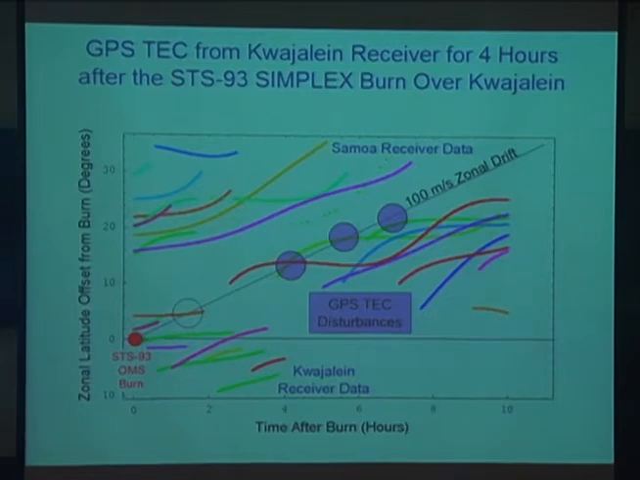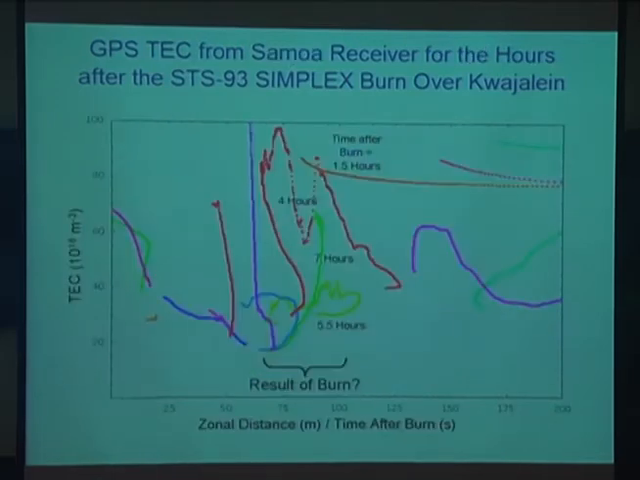Not conclusive, but it is consistent with the fact that our burn here may have produced the irregularities in the ionosphere that were seen as the plasma convected at about 100 meters per second. Next slide, please. This actually shows the GPS data in TEC and zonal distance divided by time after burn, and you see the average velocity for the results at 4 hours, 7 hours, and 5.5 hours is something like 80 meters per second convecting from the point of the release.